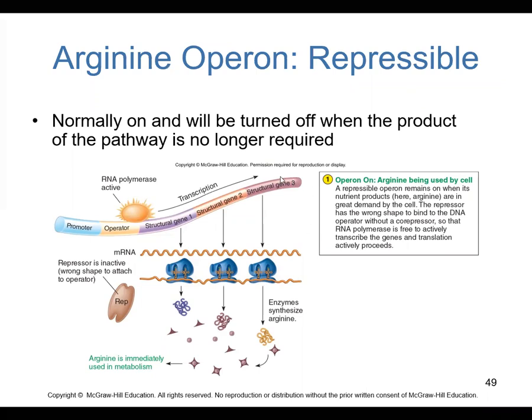Now we're going with the arginine operons. These are repressible ones, and in this case, the proteins are being made all the time. Whenever you get plenty of arginine produced, then it will activate the repressor, and the repressor will block it, because you have plenty of it, you don't need any more. So it'll keep you from making these proteins. It works just the opposite of the lac operon.